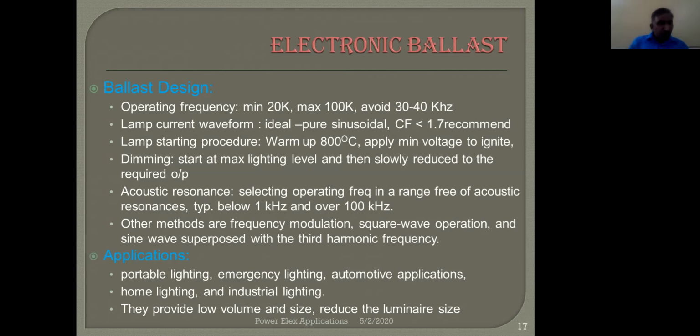Because a few years, a decade back, the electronic choke using an inductor was a bulky one. Now it's reduced, electronic ballast is available in just 2 or 3 centimeters by 3 centimeters size, hardly. Means it is almost 10 to 15 times smaller than the inductive choke used in fluorescent lamps.